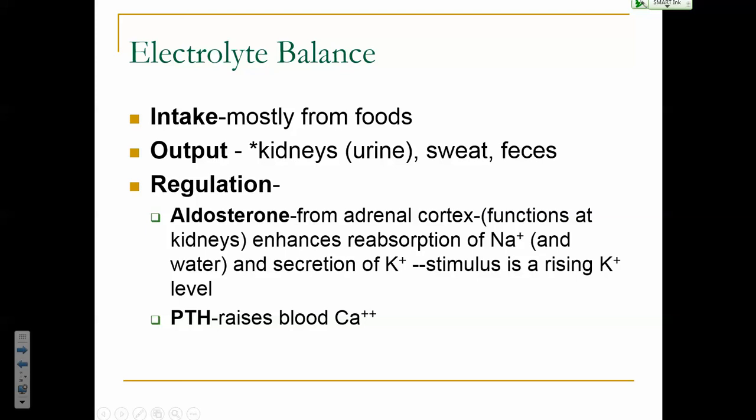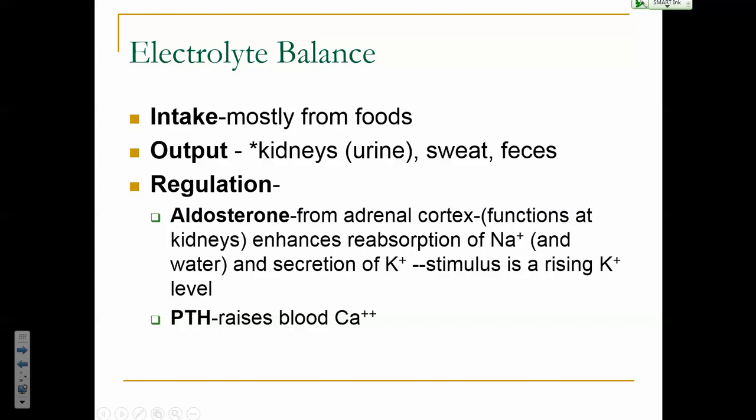And then you get rid of excess electrolytes through urination. That's the main way. Make sure you know that's the main way. But also you get rid of some through sweating and through your feces. And then there are a lot of regulations in the endocrine system that affect electrolyte levels, but I'm only putting two here for your test.